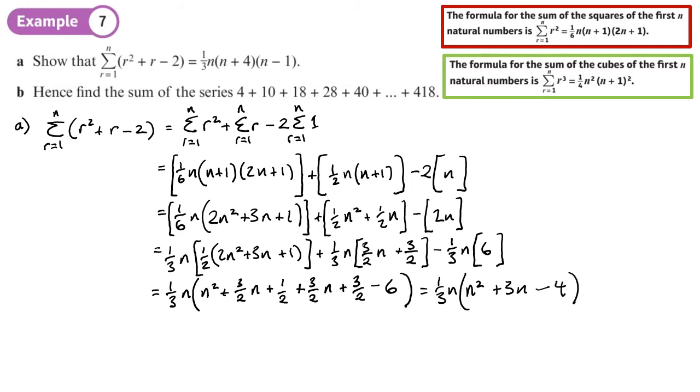Right, this bit in the brackets can be factorised with n at the beginning of both brackets. And I want two numbers that add to give me 3 and multiply to give me negative 4. So that's going to be plus 4 and minus 1, and we've proved it as required.